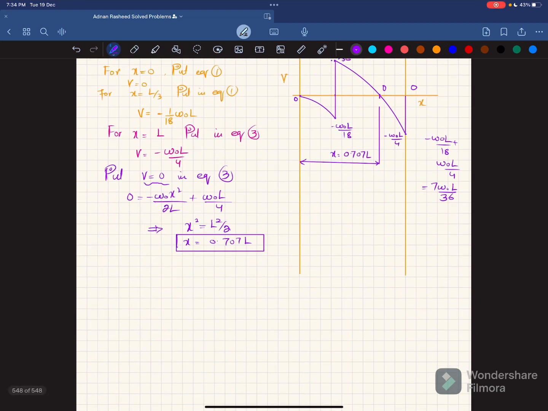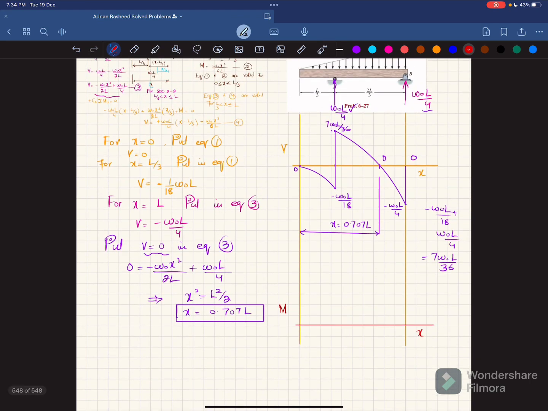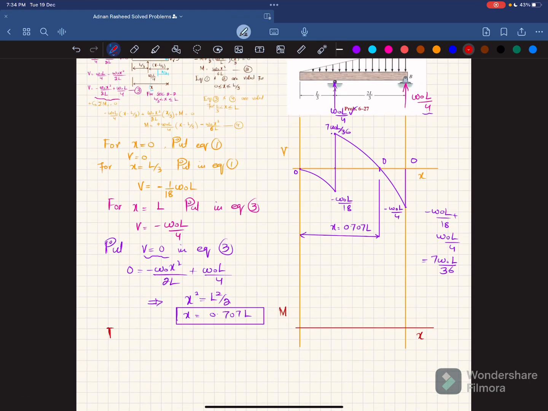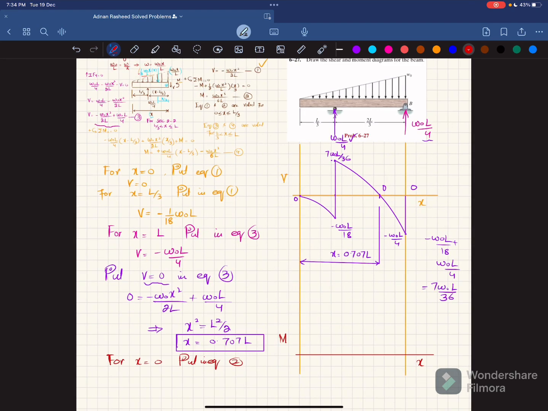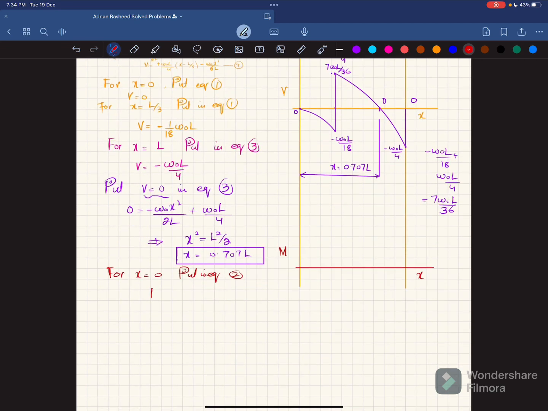We will move toward the bending moment diagram. So for the bending moment diagram, I will again draw a horizontal line, and here x will be the length, and on the y-axis we have moment. So for x equal to 0, put it in equation number 2. This is equation number 2. So if you put x equal to 0, moment will be equal to 0. So your first point will be this one. Here moment is 0. Okay.